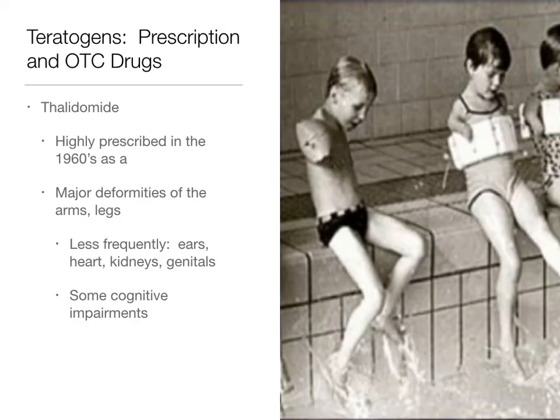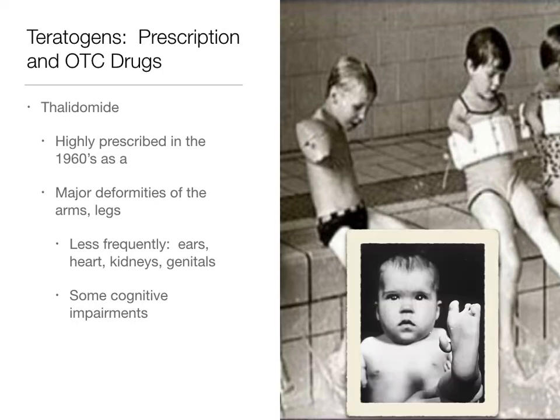So here's a picture of some children that were exposed to thalidomide. If you can see their arms, there's not much of them. Their legs were fully formed in these cases, but their arms were not. Here's another infant. You can see we have a toe where there shouldn't be a toe on this child's foot. And if you can kind of see, there are some arm deformities there as well.